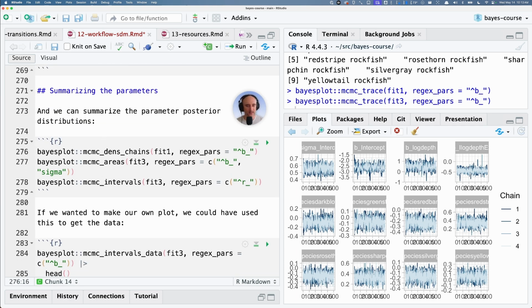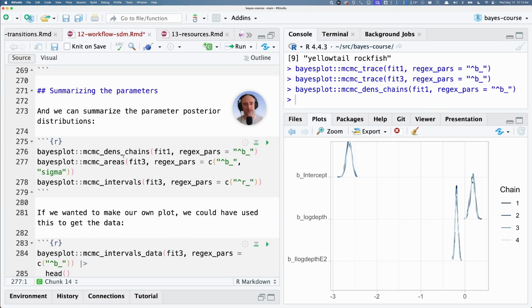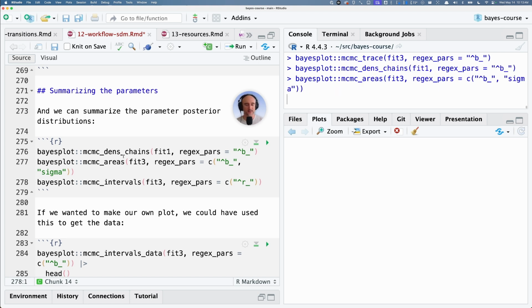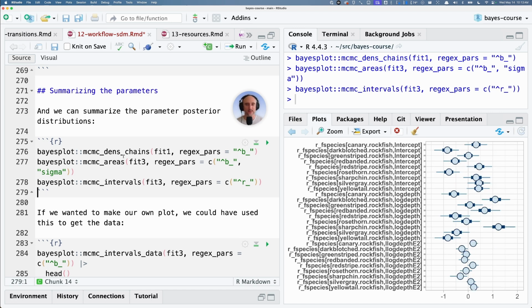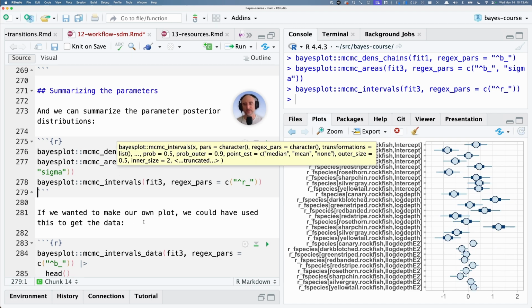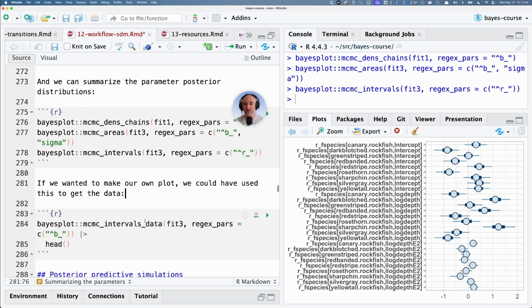So we can summarize the parameters in various ways. So we might do that visually. We might make density plots like this, or area plots, or interval plots, and so on. You can make those plots yourself with ggplot or base graphics or however you would like.